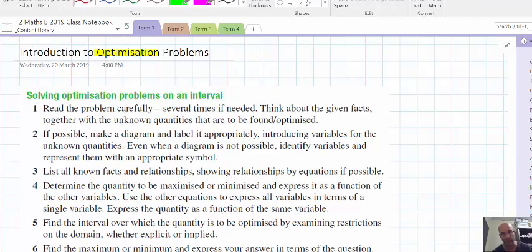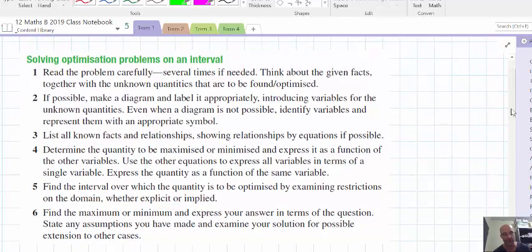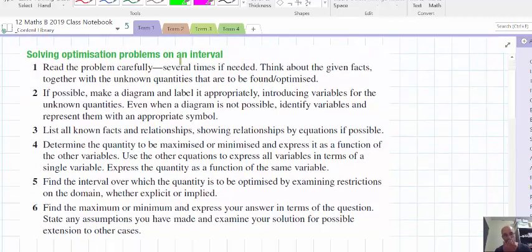Make sure you copy down the important parts of the following in your notes. So be sure to summarise the essential parts out of this. Solving optimisation problems on an interval, which means there might be a restricted domain, and usually with resources or given quantities or lengths and so on, there are restrictions which creates an interval. So there usually is a restriction. After all, this is often about the real world.